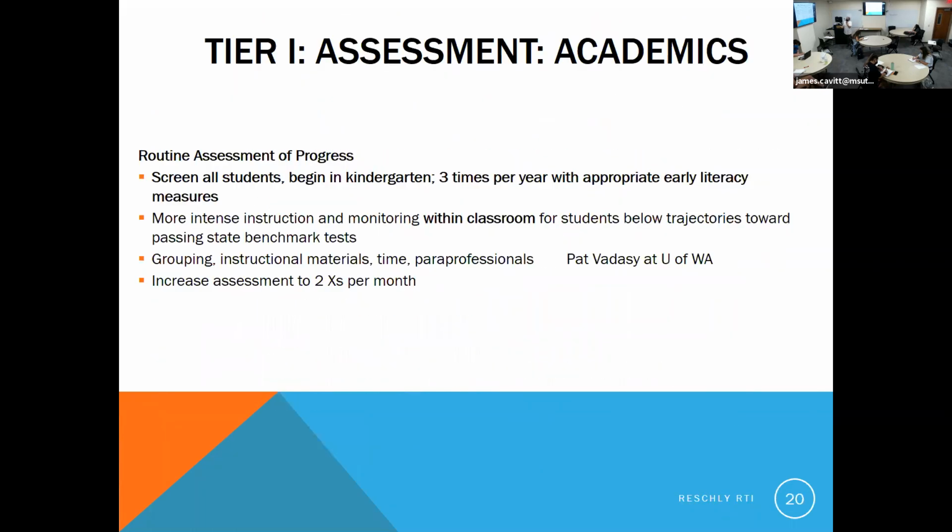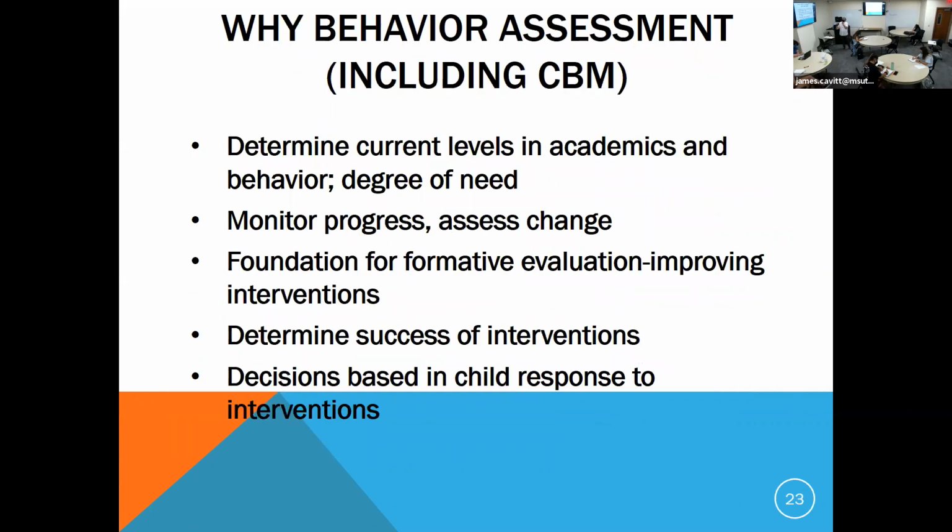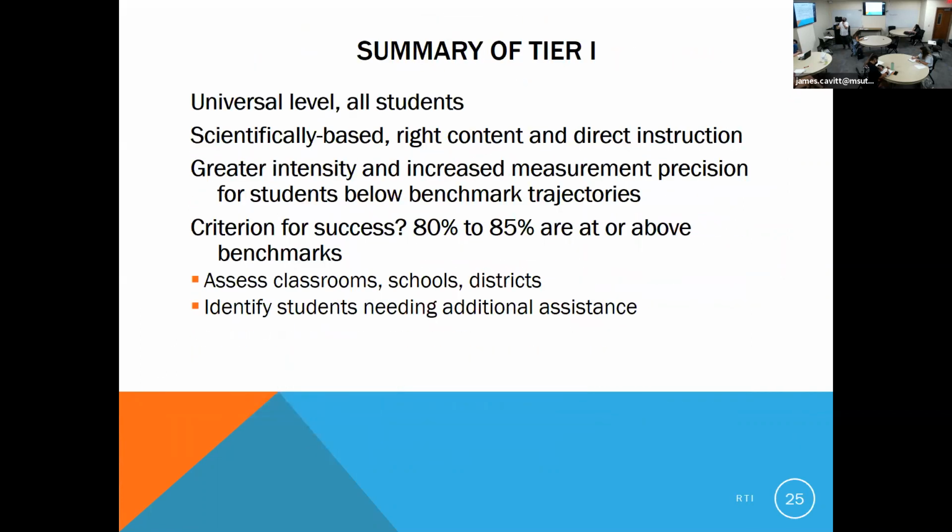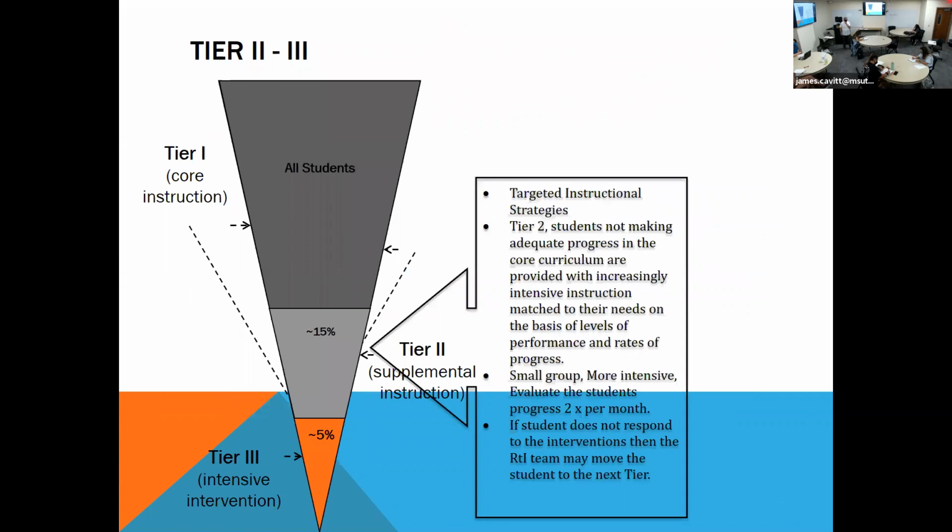Okay, so I've talked about all these things, and let's get to Tier 2. So now we're going to say Steve is really struggling, so we need to move to Tier 2. Here at the first 6 weeks, we realized that Steve needs something more.